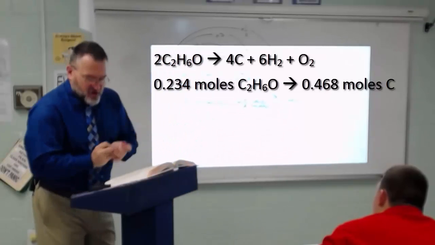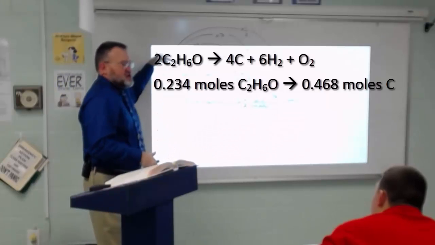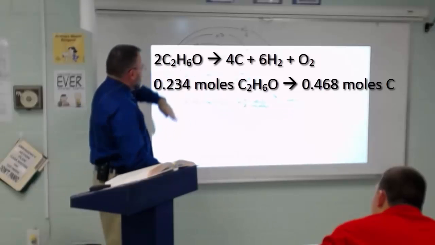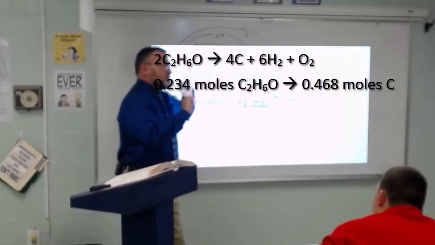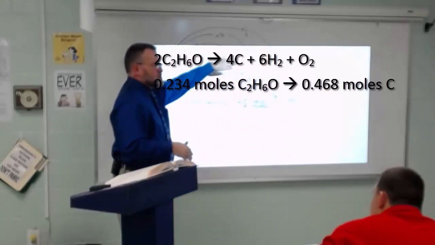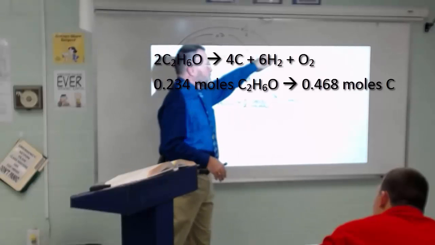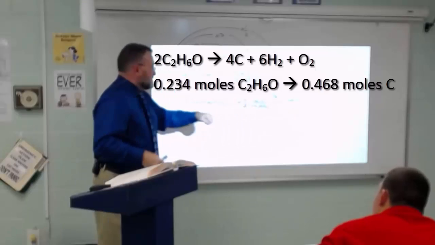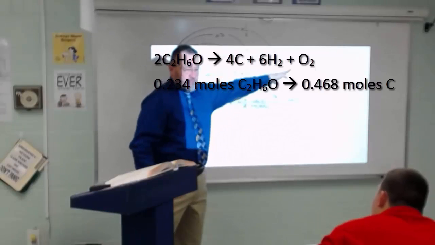So your relationships and your proportions are all going to come from this balanced reaction equation. Looking at the coefficients and saying, okay, when I have this reactant, it produces these products, and it produces them in these proportions. For every 2, I make 4. For every 2, I make 6. For every 2, I make 1. Let me go through and apply that proportion to whatever I start with, and that'll tell me how much of each of these things I end up with.